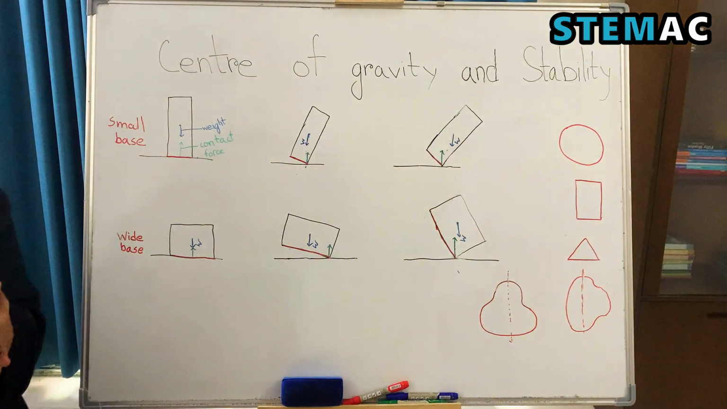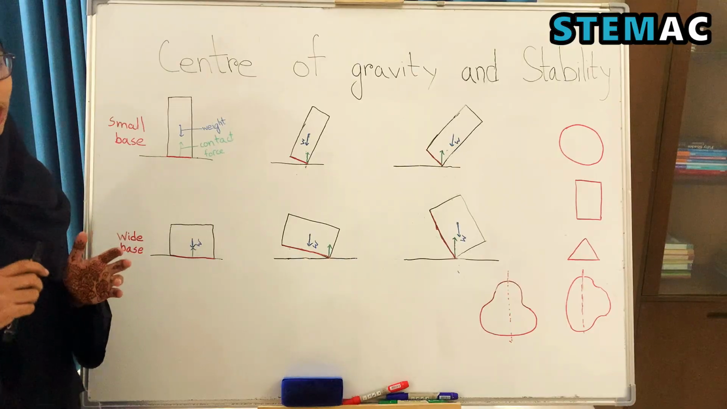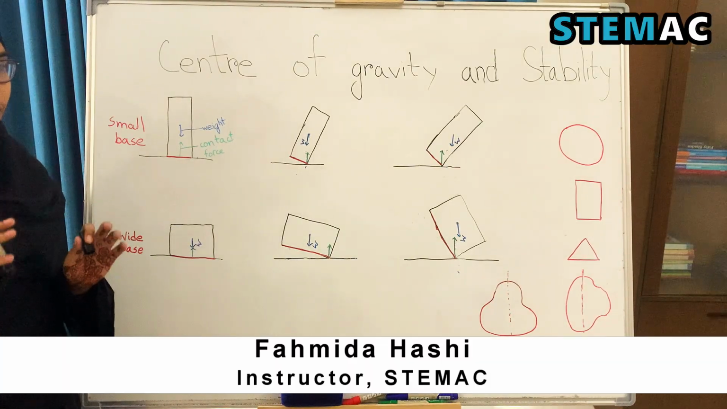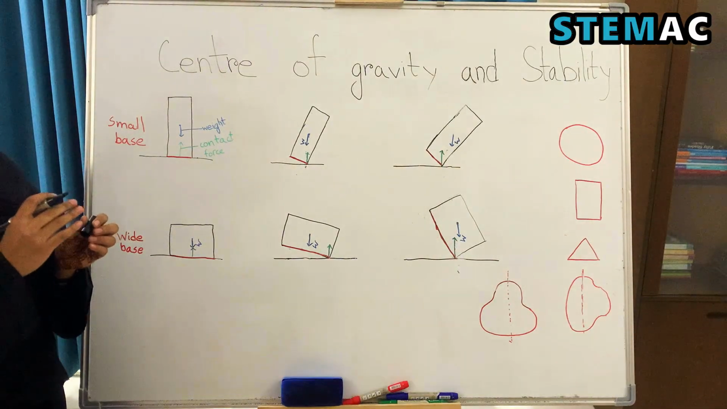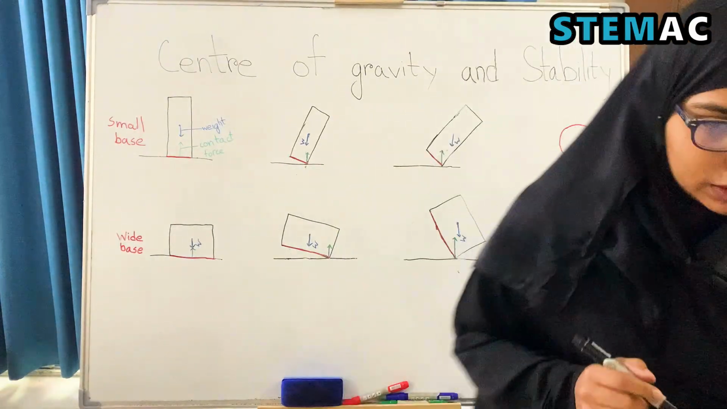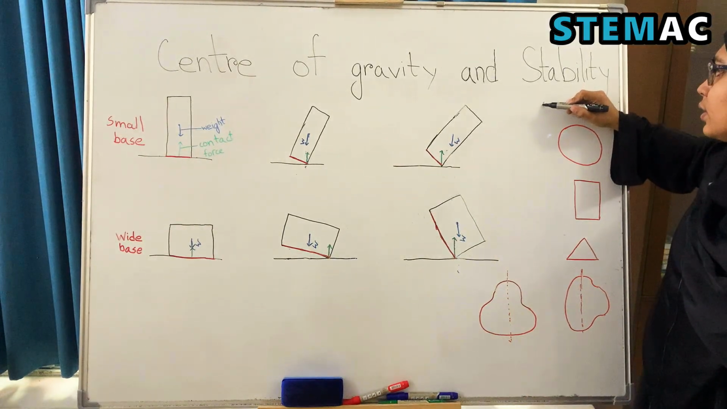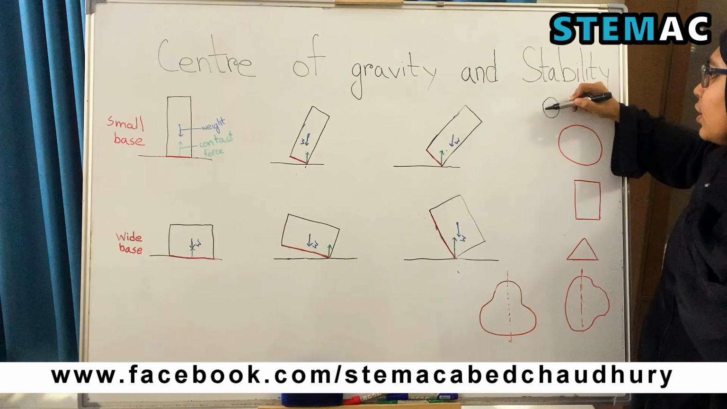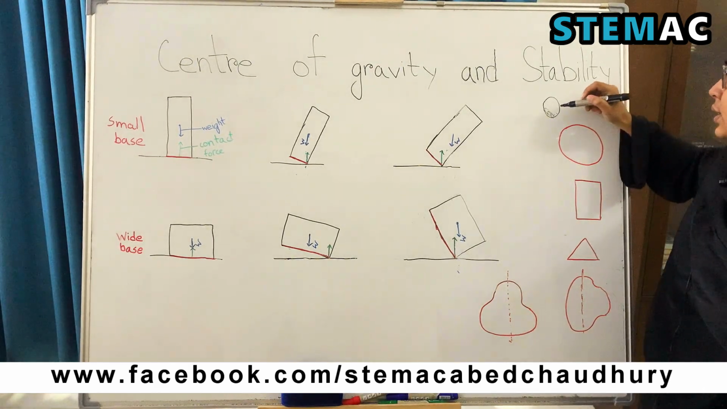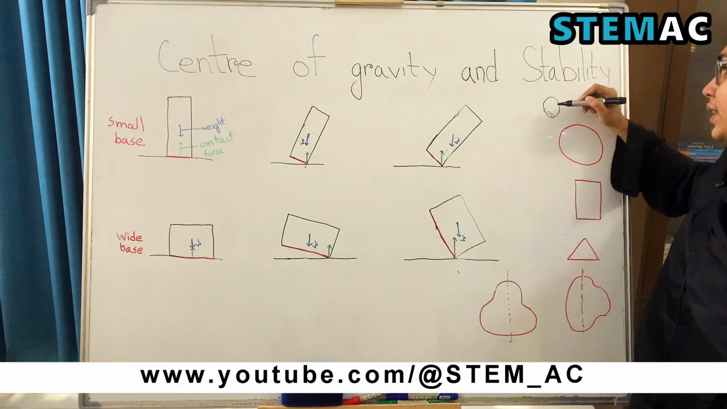What is center of gravity? Center of gravity is a point in an object at which the whole weight of the object appears to act. Let's say there is a sphere or ball. So the center point would be inside the sphere at the middle.